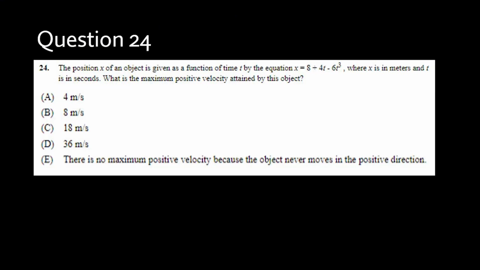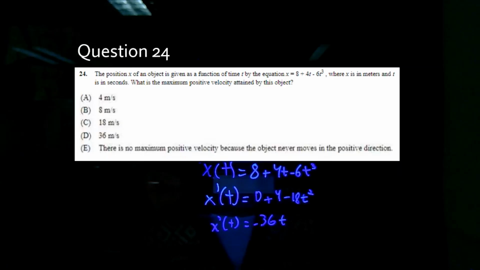Question 24. The position x of an object is given as a function of time t by the equation x equals 8 plus 4t minus 6t cubed, where x is in meters and t is in seconds. What is the maximum positive velocity attained by this object?